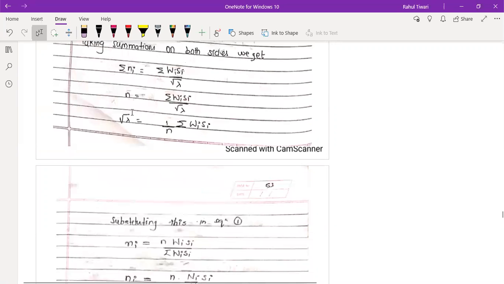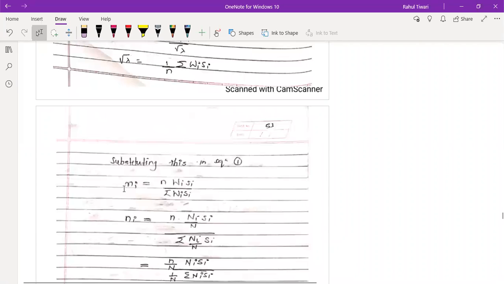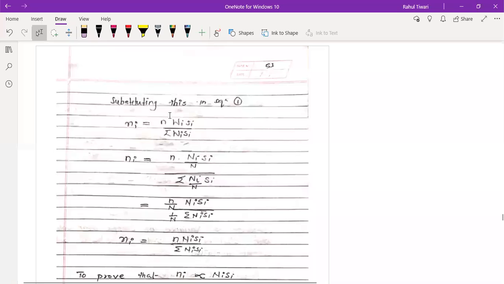If I substitute the root lambda value in equation number 1 here, I may get the value of Ni. So root lambda is this quantity, substitute here. So N goes up, divided by summation Wi Si. So Ni is equal to N times Wi Si upon summation Wi Si. This is the condition for Ni, and one can further simplify in terms of capital N. Wi is nothing but capital Ni upon N, so one can write in terms of capital Ni also. This is with respect to weightage, and this is with respect to population size.